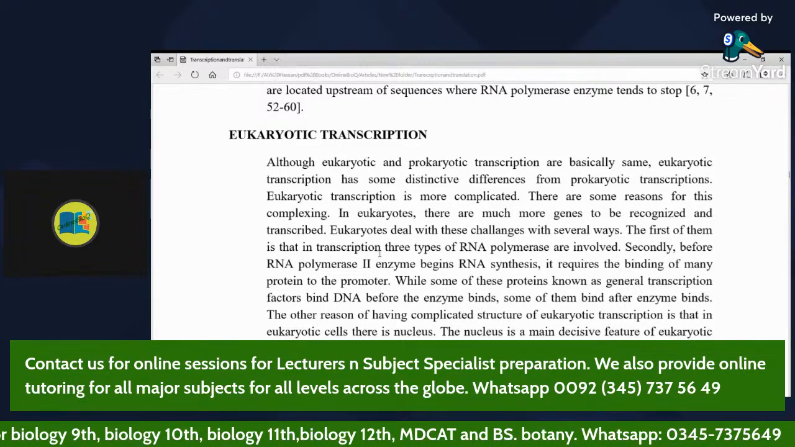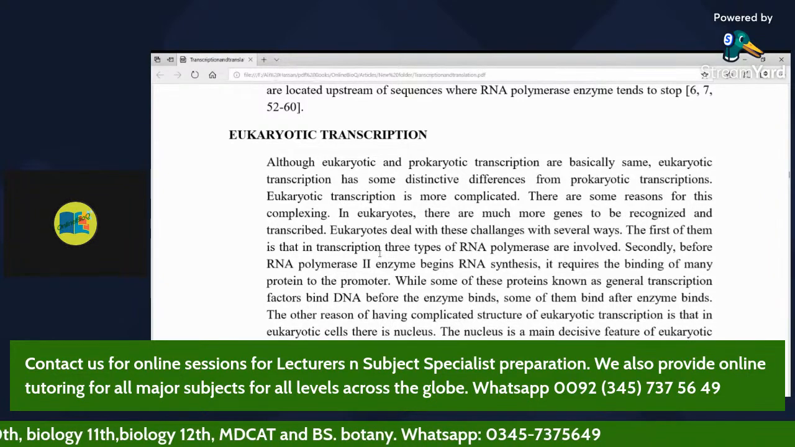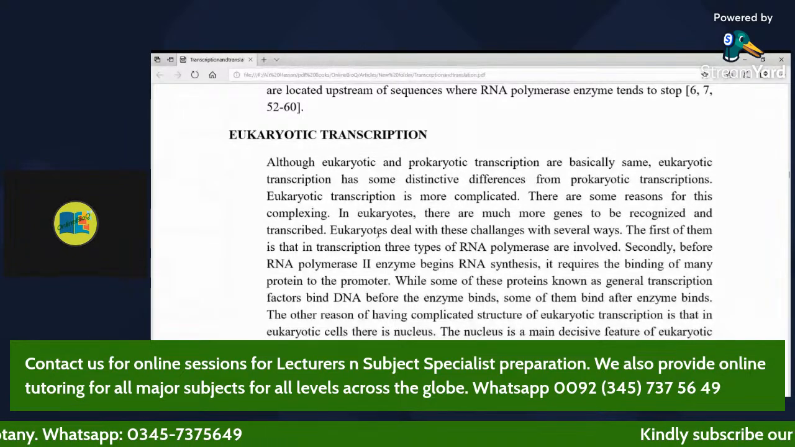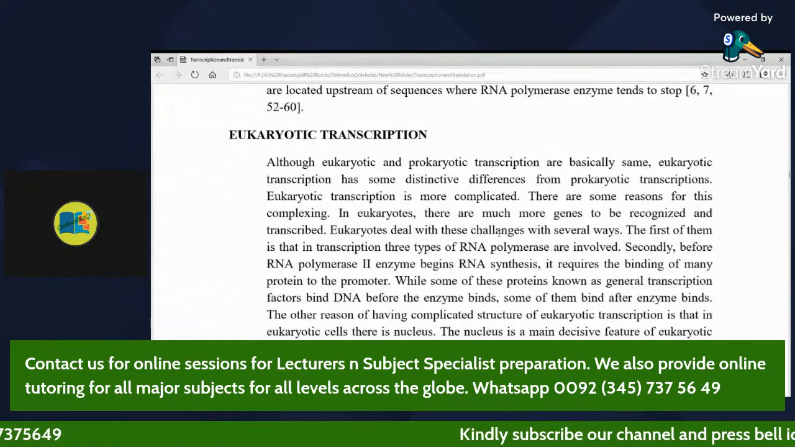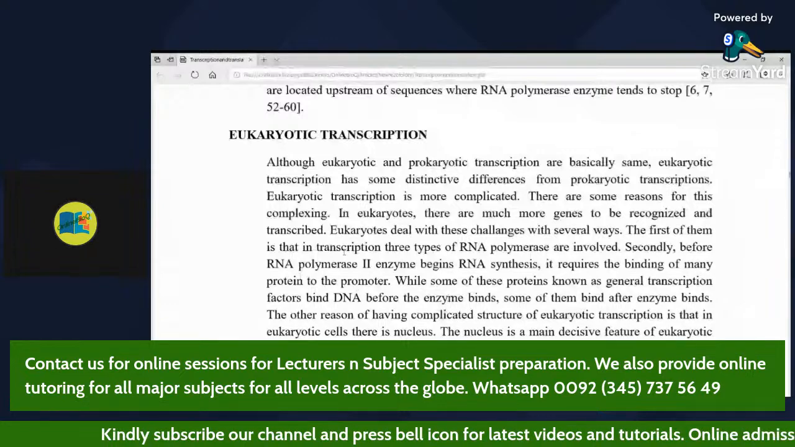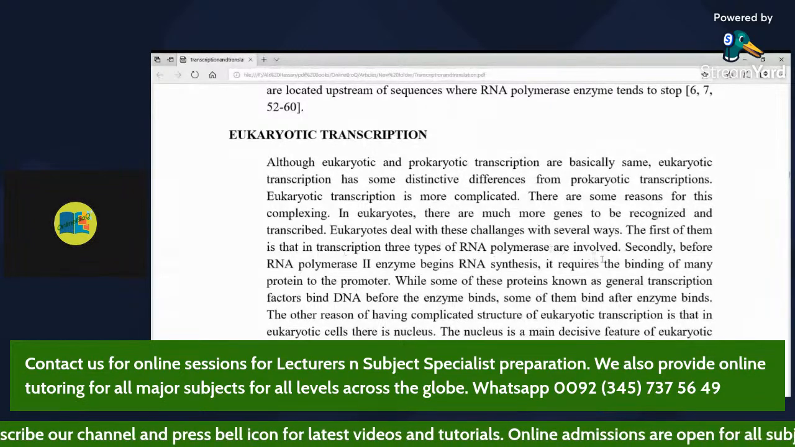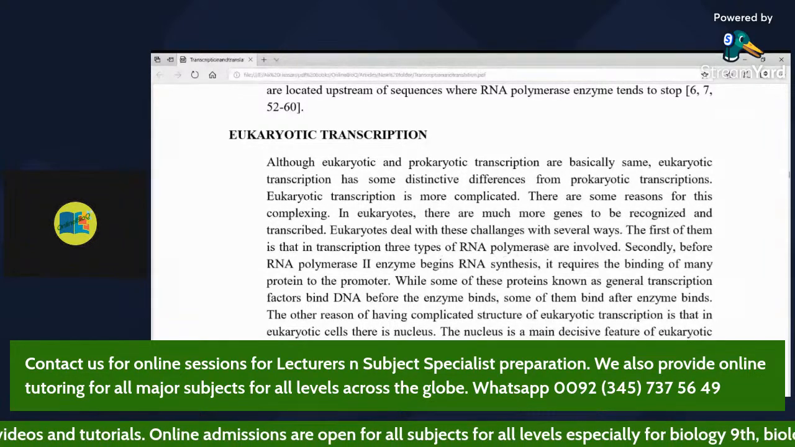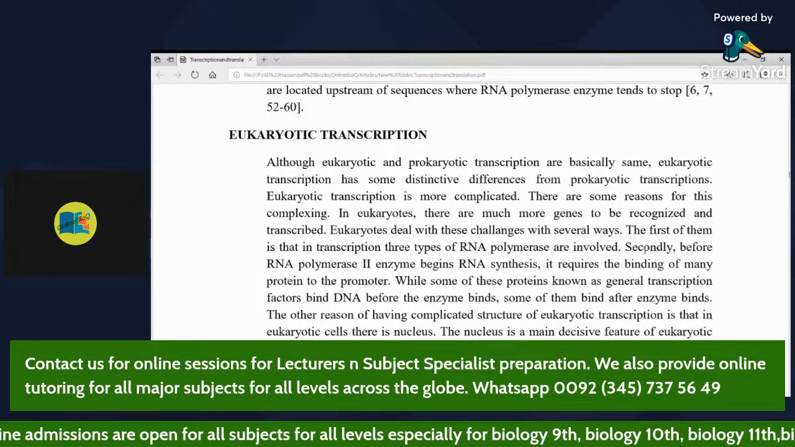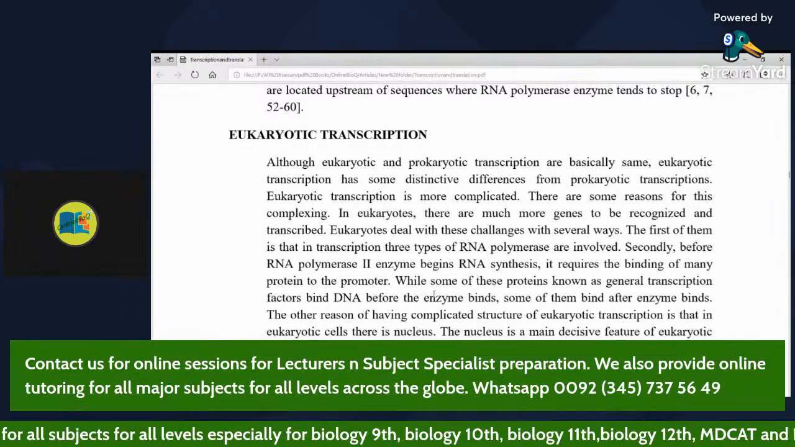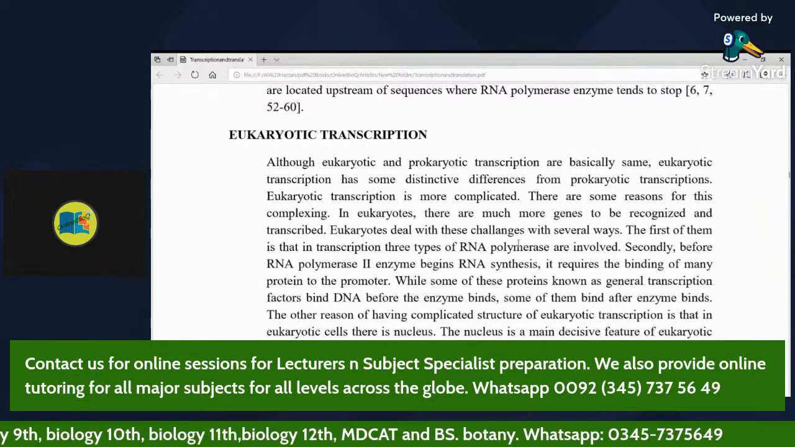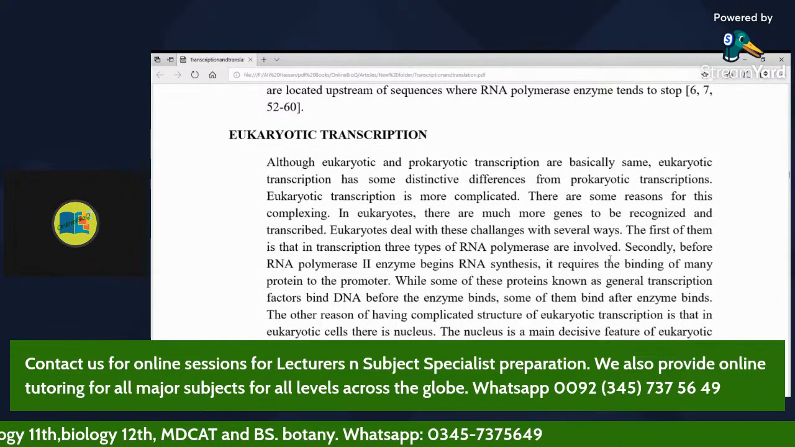Eukaryotes deal with these challenges in several ways, because the process is complex and complicated. The first of them is that in eukaryotic transcription, three types of RNA polymerases are involved.